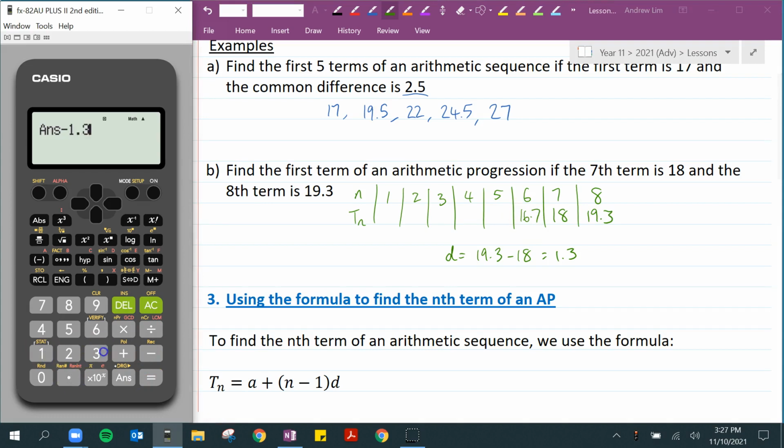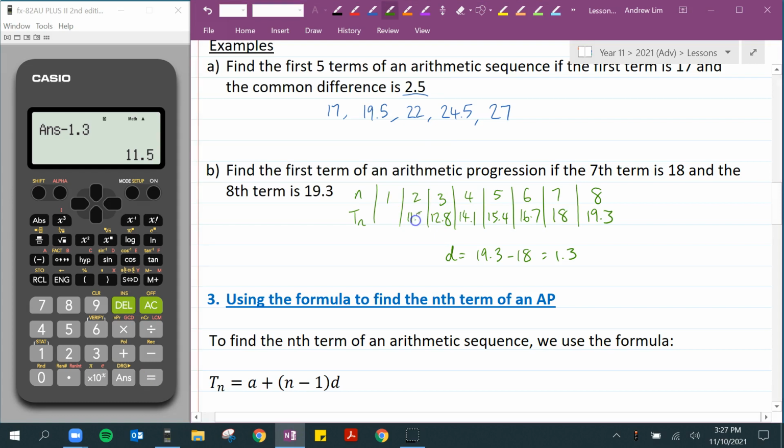Then we keep minusing 1.3: 15.4, 14.1, 12.8, 11.5, and 10.2. Now, of course, we don't want you to be doing this. This is a really long method. And so what we actually want you to do is to use a formula.